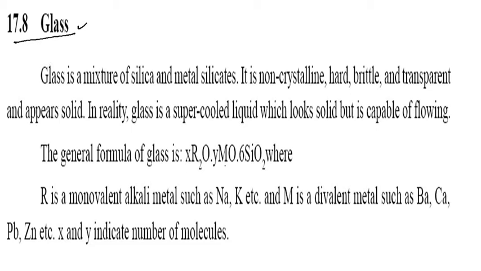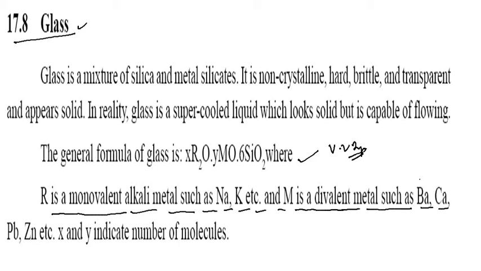Generally, the formula of glass is xR2O·yMO·6SiO2. It is the formula of glass. Always remember it, it is a very important formula, always asked in your examination. R is the monovalent alkali metals such as sodium, potassium, etc. And M is the divalent metal such as barium and calcium. It is divalent, plus 2. Lead is also plus 2, zinc is also plus 2, etc. X and Y indicate the number of molecules. So this is the glass formula and you can remember this one.